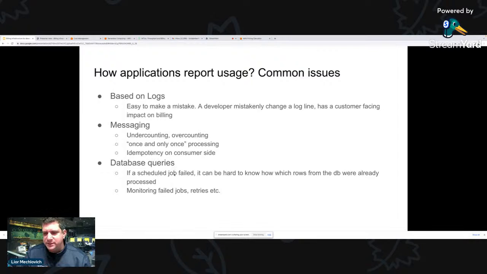And database queries: the main problem here is, again, if the job failed, how do we recover from that? Do we know which rows are already aggregated or not? Sometimes that can be really tricky to gather.